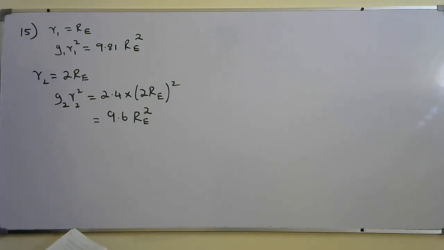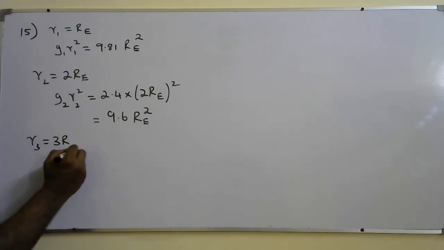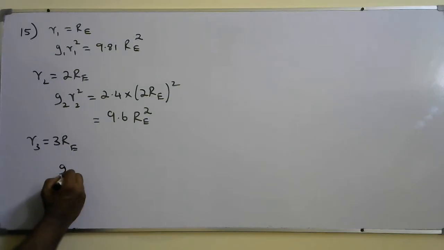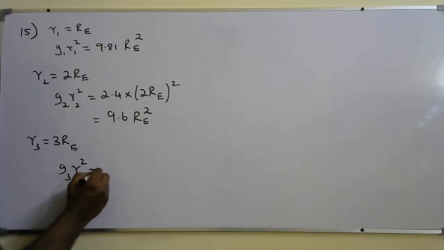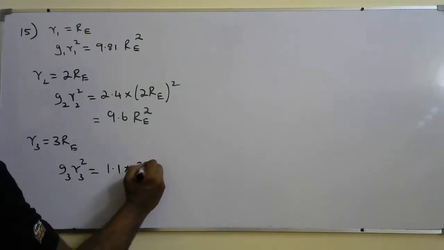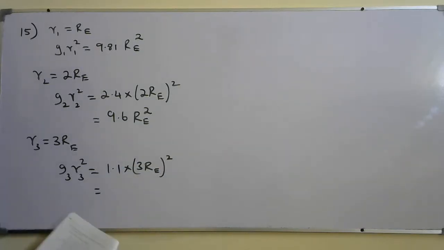Same way when I take R3 equal 3 times RE from the graph, that is G3 R3 squared equal G3 value from the graph when the distance is 3 times RE. So 3.0 there, the G value is almost 1.1 times 3 RE squared. So that's going to be 9.9 RE squared.